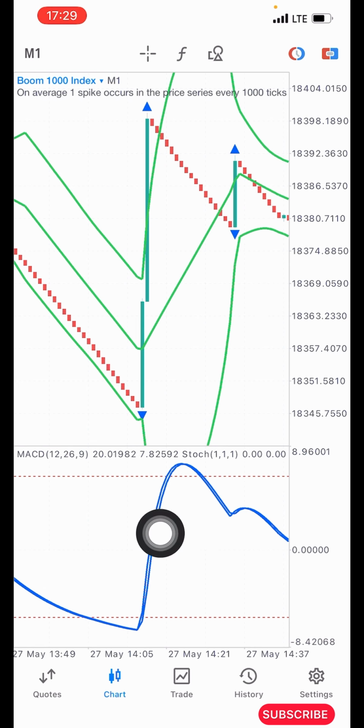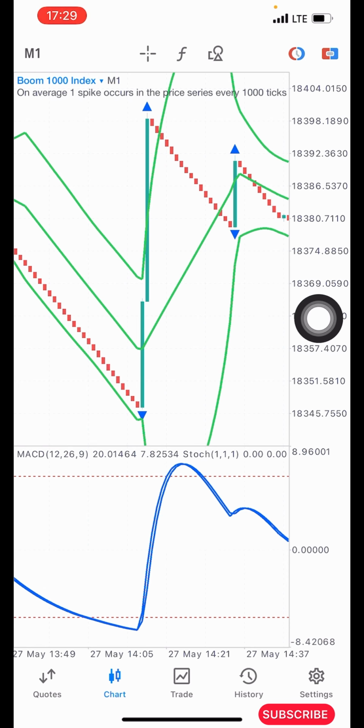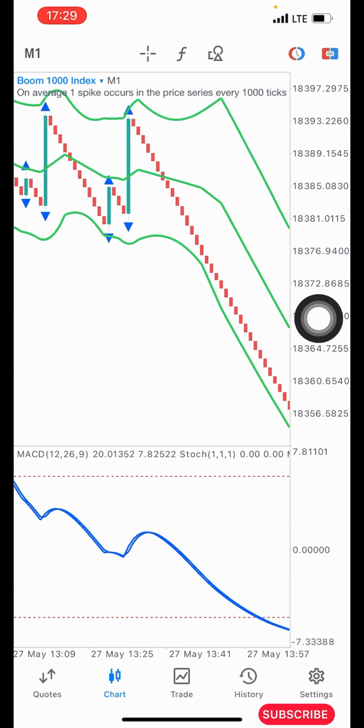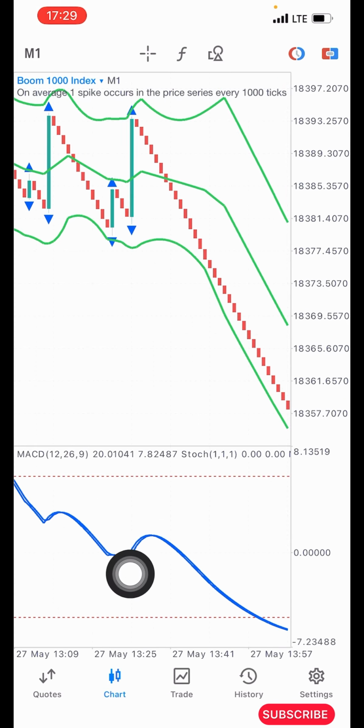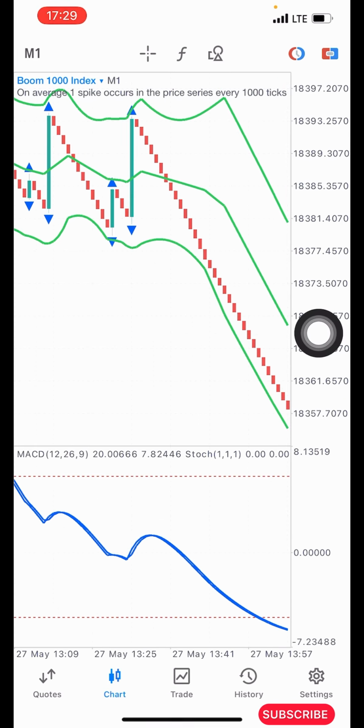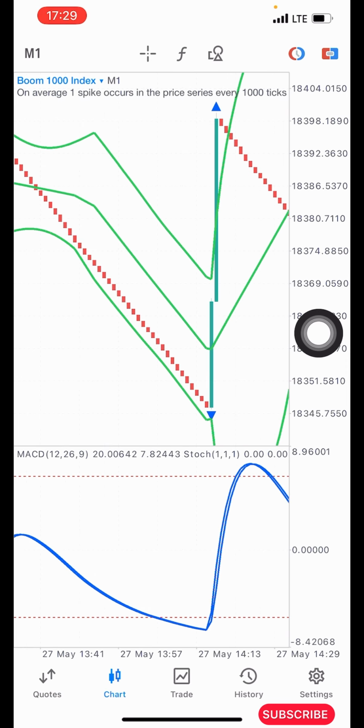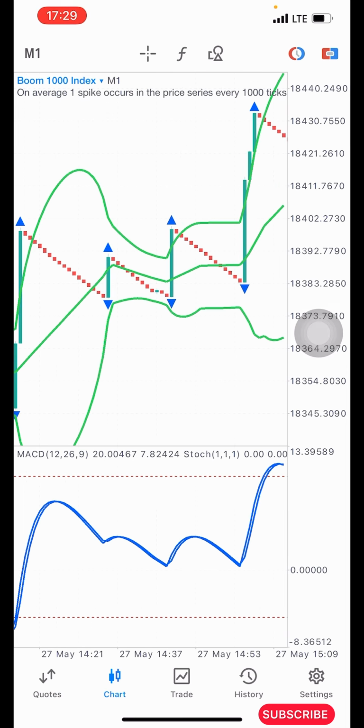That's just the reason why I say you should allow it to get to the overbought level before taking any entry. Okay, in the case where it fails to get there, it means that there will be more spike, and that spike might blow your account. All right, so you need to play safe.